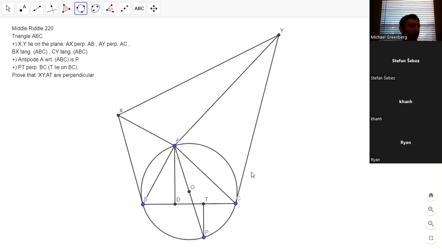Yeah, I want to try to use Pythagoras. That's kind of the idea, unless you guys have another idea. It feels reasonable here. Yeah, how would we find TY squared?